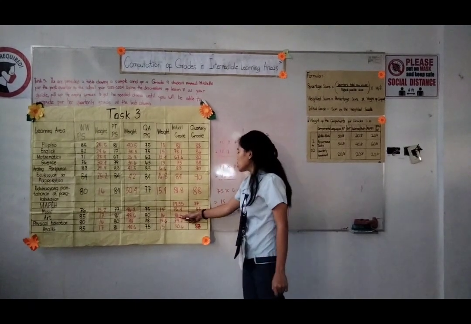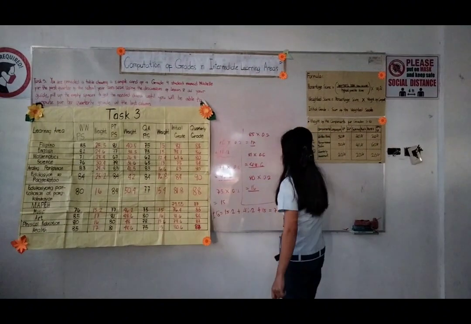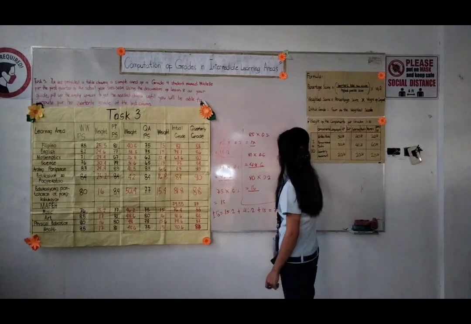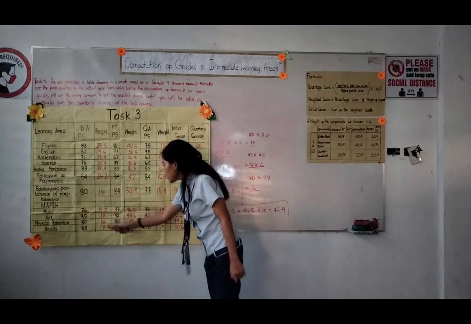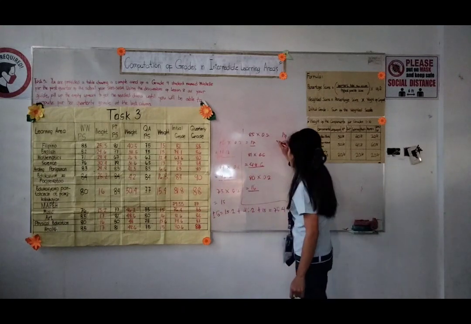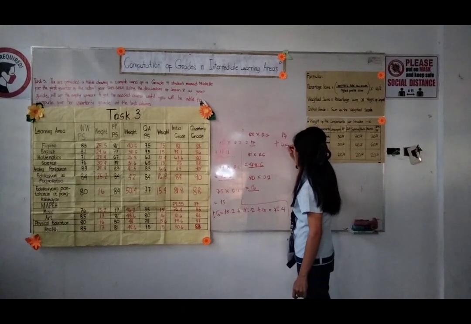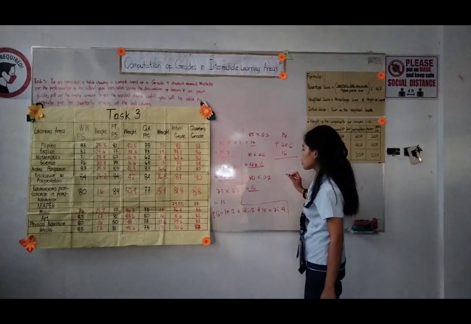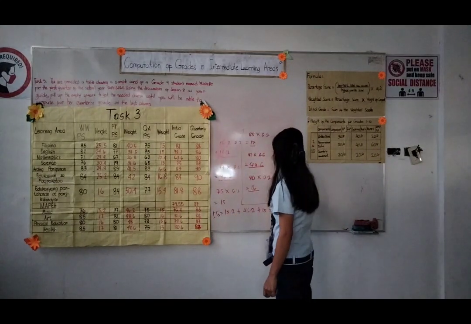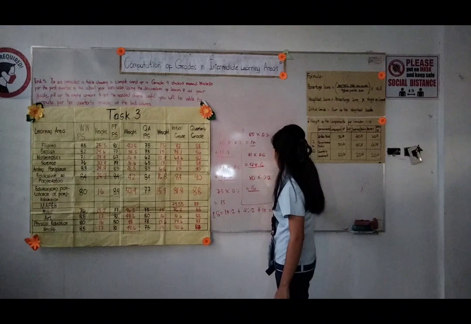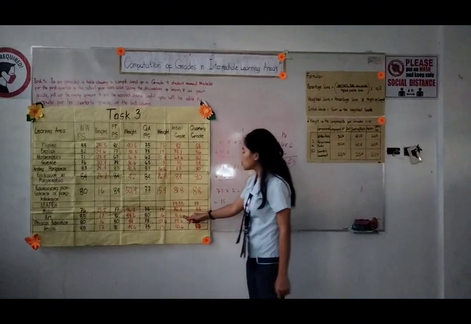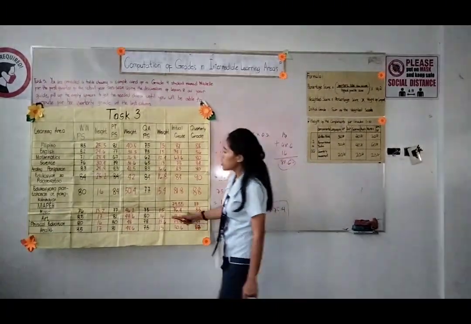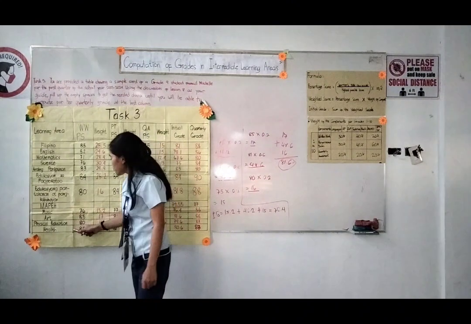In order to get the initial grade, let's add all the weighted scores in arts. So 17 plus 48.6 plus 16 is equal to 81.6. Transmute the 81.6, it is equivalent to 88. So now let's proceed to physical education.